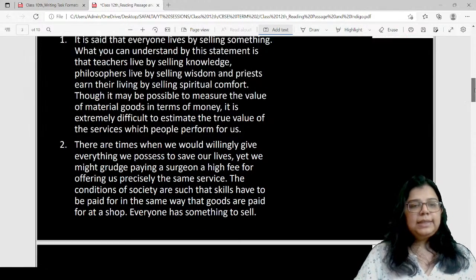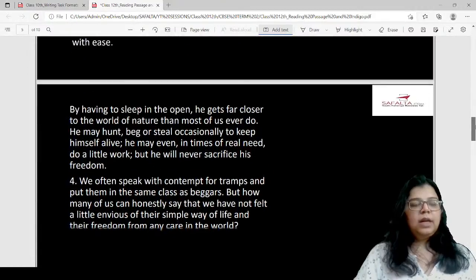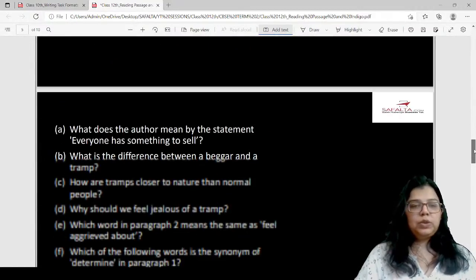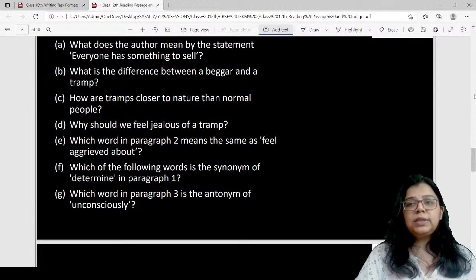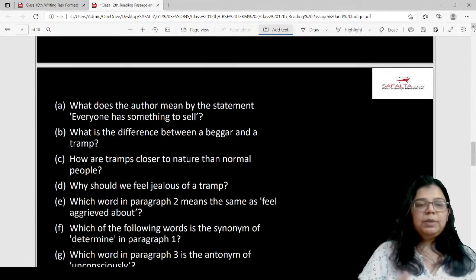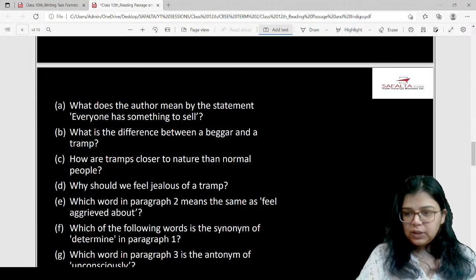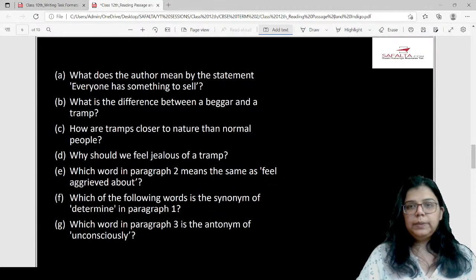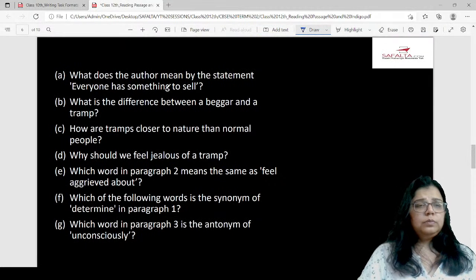Let's say this is a 4-paragraph question. What am I going to do? I'm going to first read the questions. I skip the passage and first read the questions here. Now let's see, what does the author mean by the statement, everyone has something to sell?